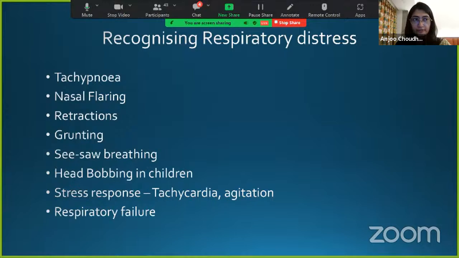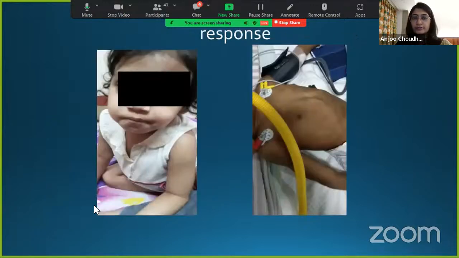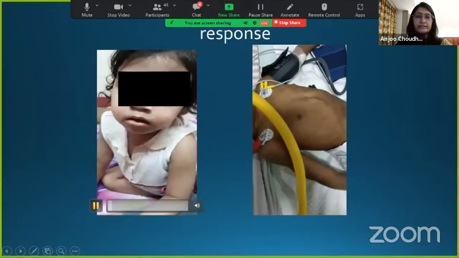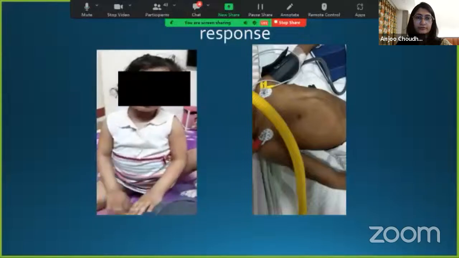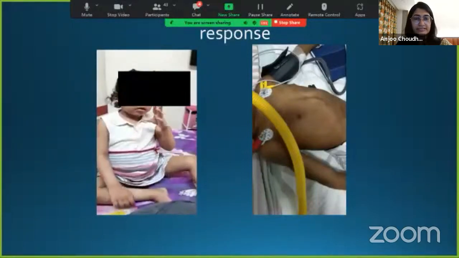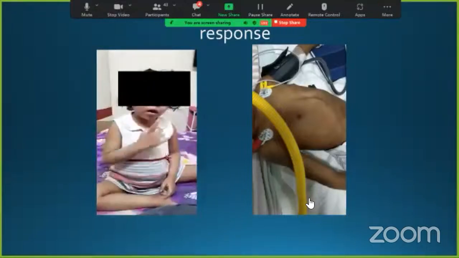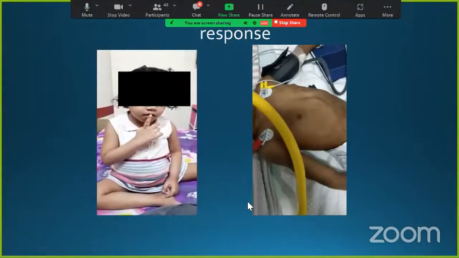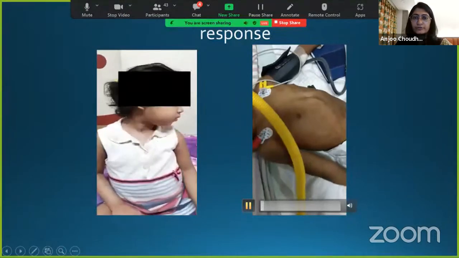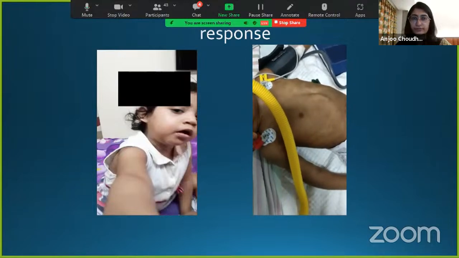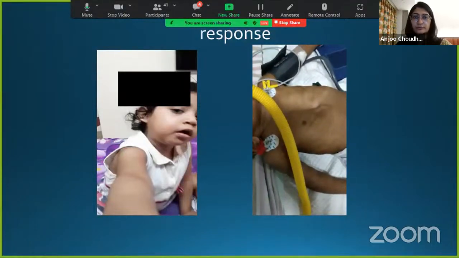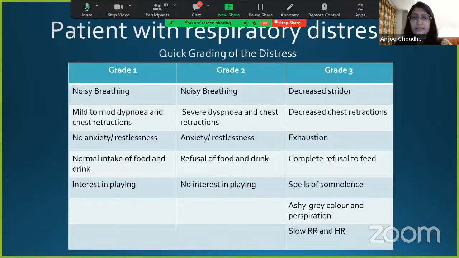Once we've seen the child, heard the sounds, we see how the child behaves. So there are two different situations. This is a playful child wanting to talk to the mother, smiling, but has noisy breathing. Whereas this child is in the ICU setup with severe retractions. So our response in both situations has to be different. Because if similar patients come to the OPD, we'll have to have a different response. So this is by quickly grading the distress in our mind by looking at the child.